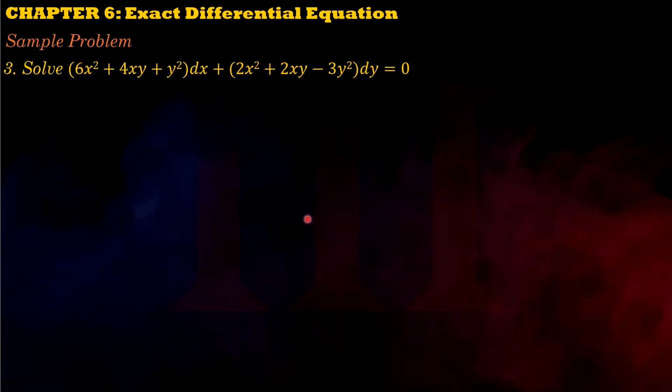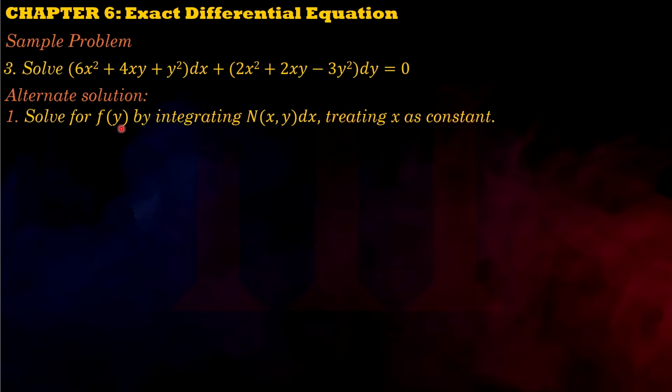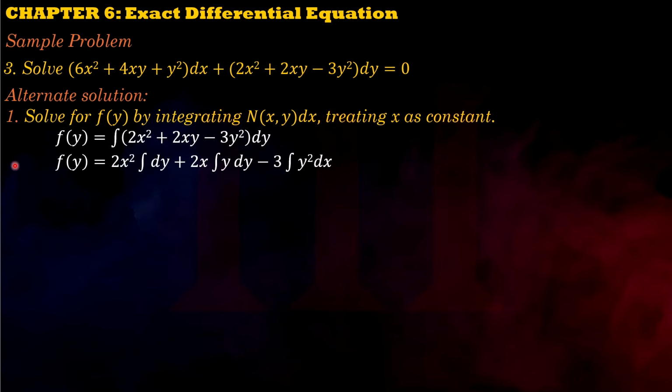So we have been solving the first two problems using the first solution. Maybe we could try to use the alternate solution. How? By solving f of y by integrating N of x, y dy, treating x as a constant. So this is the N of x, y dy. And maybe we could distribute dy here, so we will come up with this. The x variables are treated as a constant, and then the dy has been distributed.